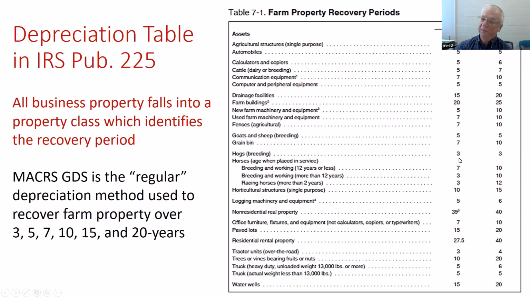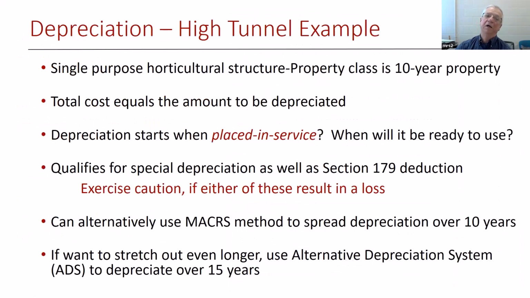These are called the property classes in that first column of numbers. And usually the property class is the period over which you are able to recover that asset if you choose not to recover it all in the first year. Take an example of a high tunnel. It's a single purpose horticultural structure, has a property class of 10 years.